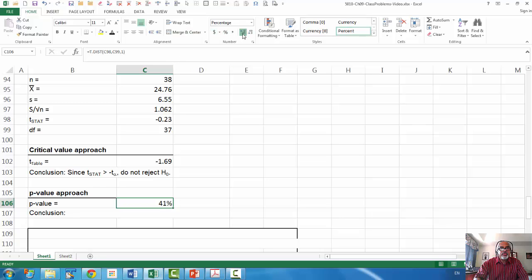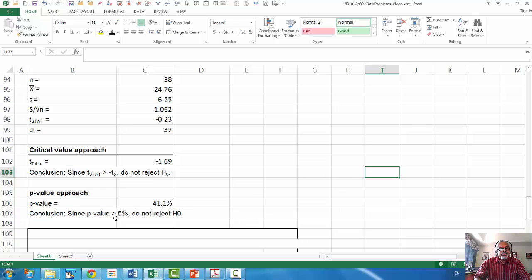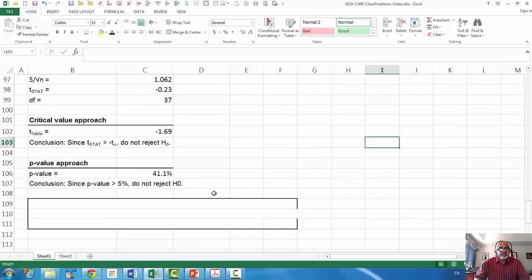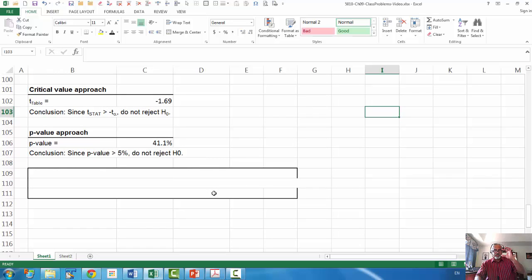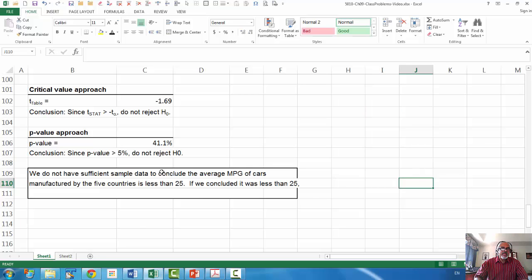So 41%: if you reject the null hypothesis, then the probability that you're making a mistake is 41%. That's very, very high. With that high probability of type 1 error, you don't want to go out on a limb. So you just stay mute. Since the p-value is greater than 5%, do not reject the null hypothesis. And now we again give an interpretation, which is a two-part interpretation. We do not have sufficient sample evidence to conclude that the average MPG of these cars manufactured in the 5 countries is less than 25.